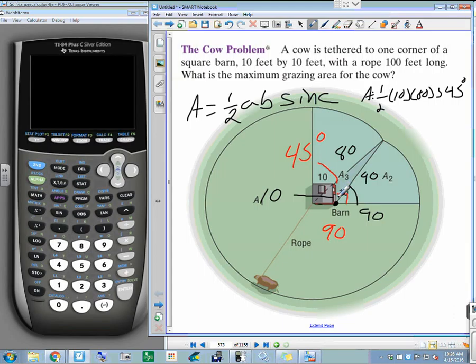Because once I know what this angle is here, then I can subtract that from 90 and find out what this angle is over here. Okay? Does that make sense? Yeah. And then you do the area of the sector here, you can do the area of the sector down here, and then you end up getting your total once you add those three things together.